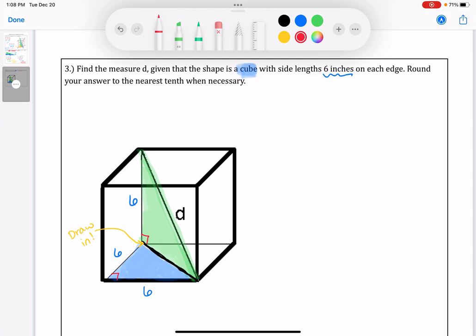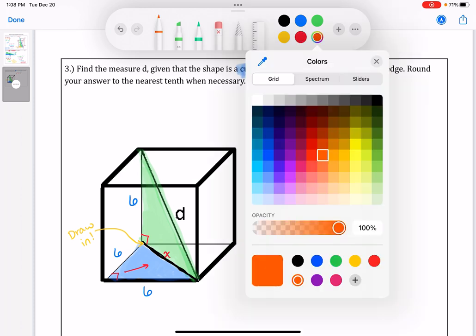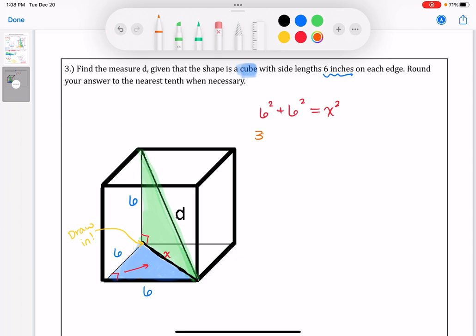So hopefully you're getting the idea here. The blue triangle is going to be the one that I can solve for first. So my first one, I have sides of 6, and the side across from the right angle, let's call this x, okay? That's the one I can start with. That's going to be my hypotenuse. So I have 6 squared plus 6 squared equals x squared. So I have 36 plus 36 equals x squared. And then I have 72 equals x squared.